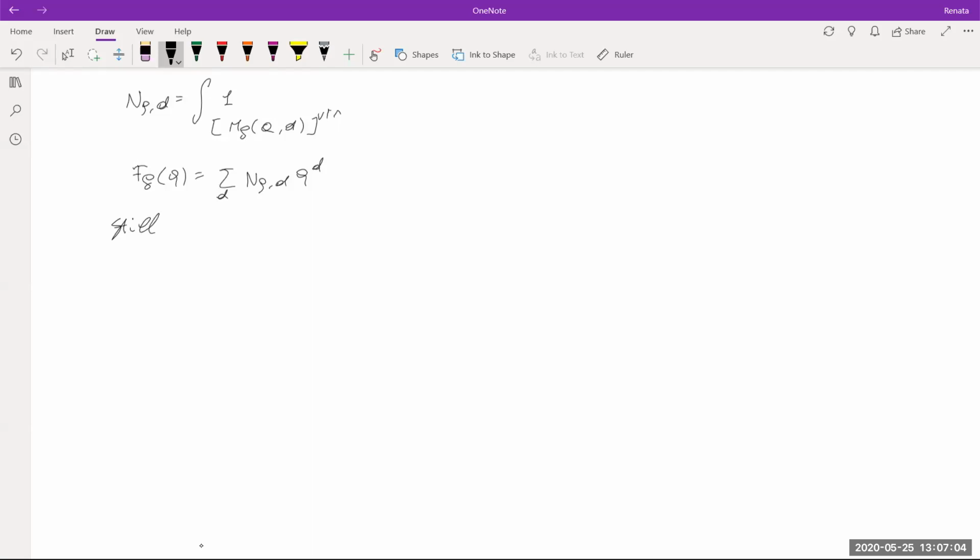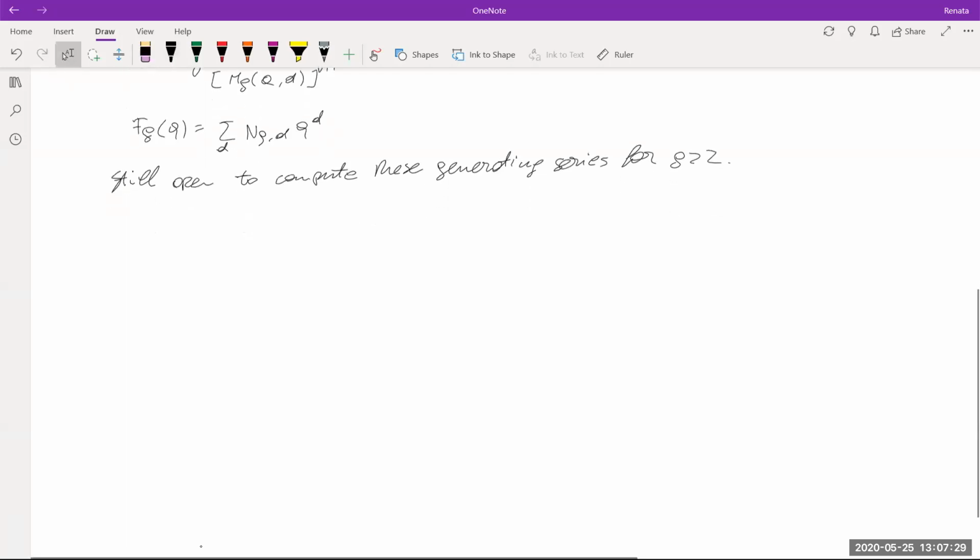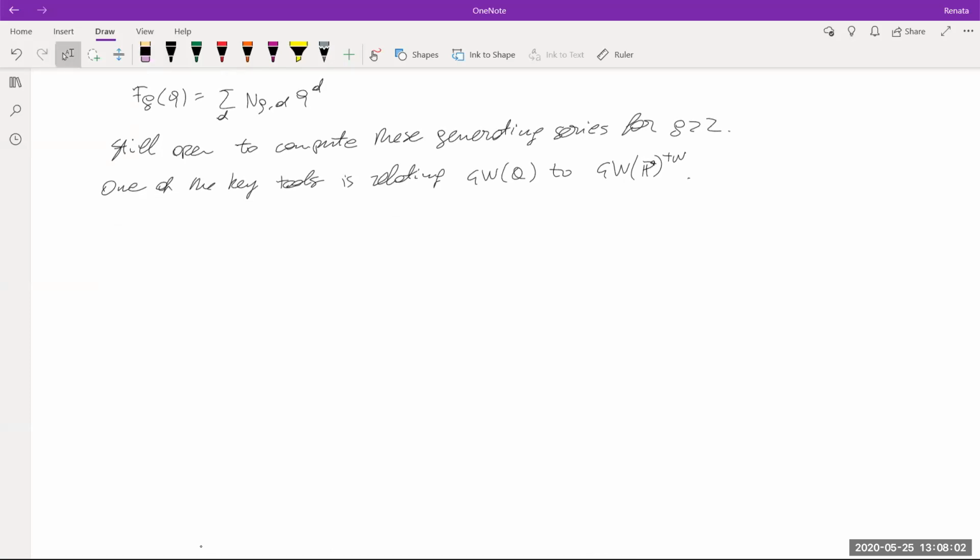Now, as far as I know, the question, at least in math, not in physics, is still open to compute this generating series for genus greater than 2, even though the individual numbers can be computed. And so one of the key tools in all the computations that have been done is relating the theory of the quintic to some twisted theory on P4, or to the Gromov-Witten theory of P4.